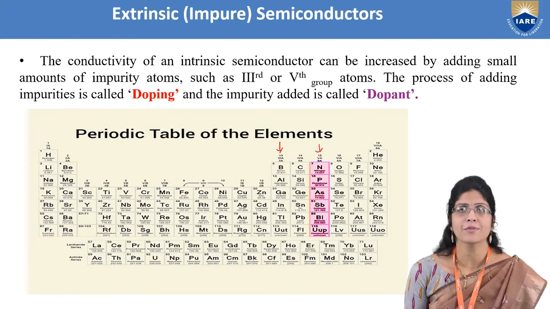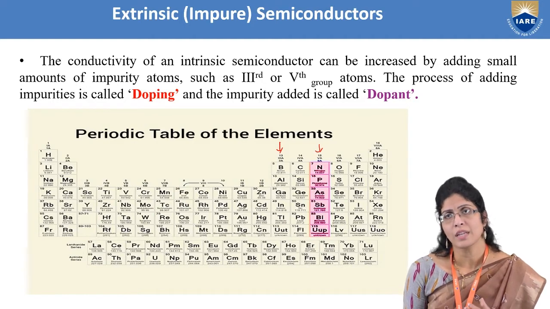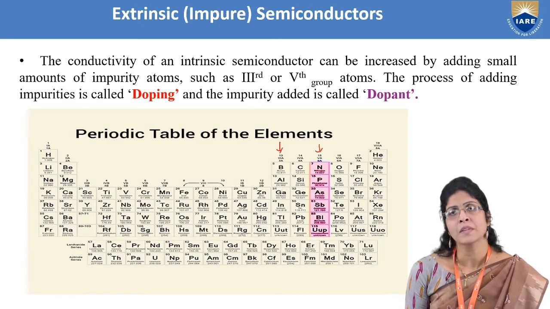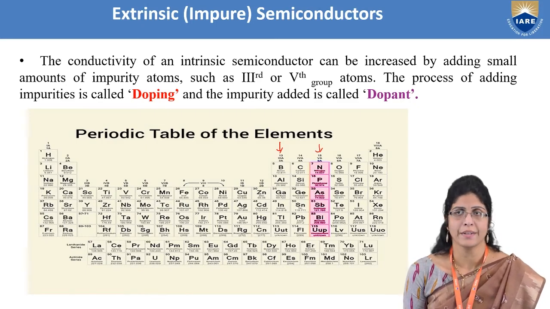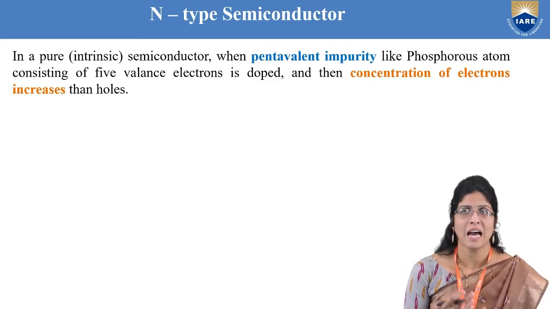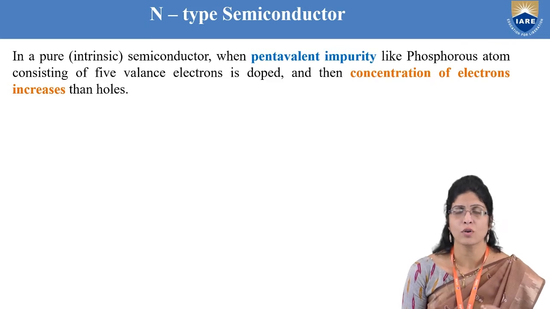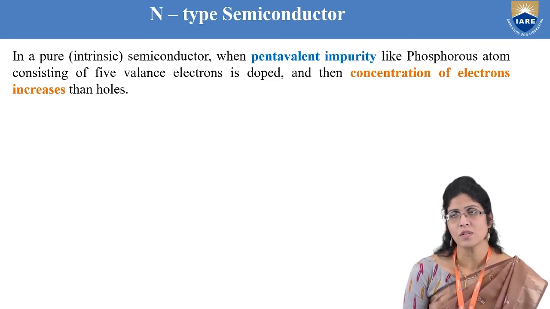What will happen if I add this? Before going into that, the process you are doing is doping, and the element being added as an impurity is known as a dopant. If you take a fifth group element, it has pentavalency, in the sense of 5 valence electrons, that is, 5 electrons in the valence shell when you take the electronic configuration. For example, phosphorus has 5 valence electrons, and let us see how these electrons will be shared.